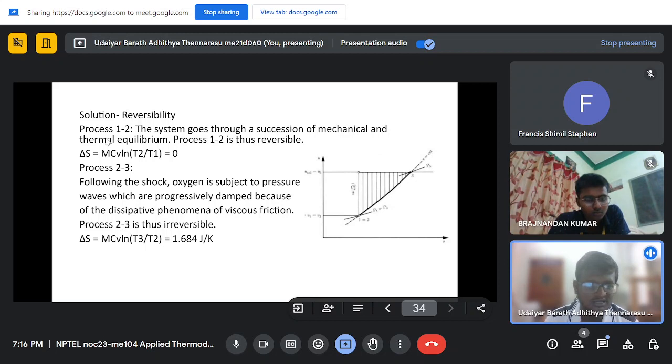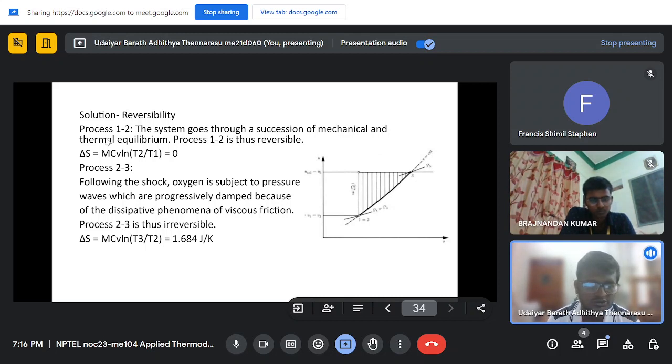So this process is irreversible. You cannot go back to the initial position. You have hit the wall and it has come to a stop, you cannot reverse this process, right? Even ideally you cannot reverse this process, you cannot go and hit the wall and come back, so that's not possible. So that is definitely an irreversible process.